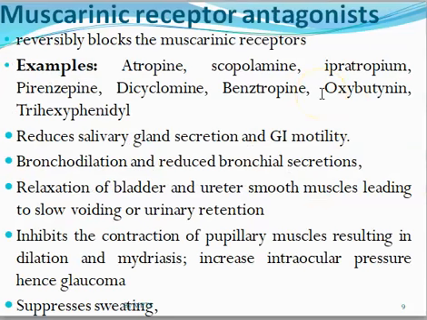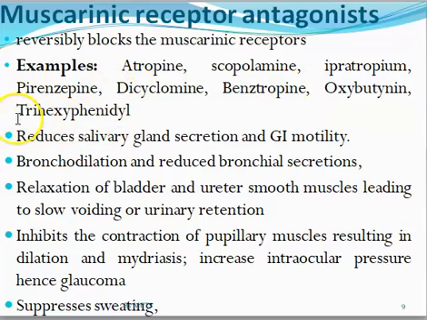Let's go to the antagonists, the muscarinic antagonists. Remember, these are all short presentations. I'm sure you have well-structured work with you, but after reading this, you can go and gain more information. They reversibly block the muscarinic receptors. Examples are atropine, scopolamine, ipratropium, pirenzepine, cyclopentolate, or trihexyphenidyl, benztropine. All these could be used.